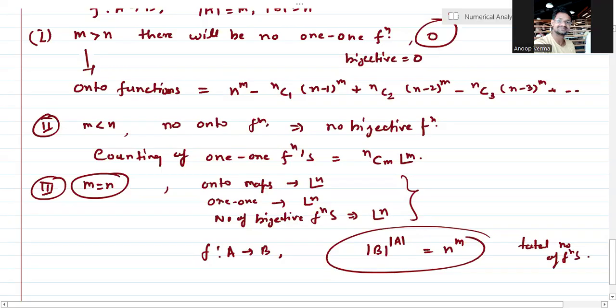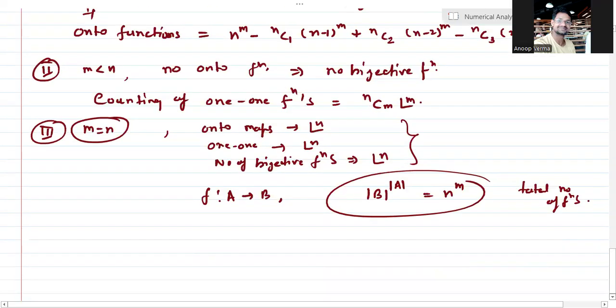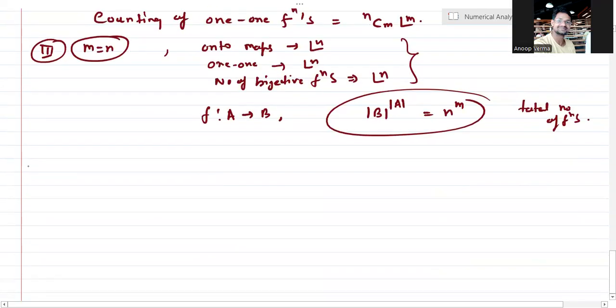So we have a problem on this. They ask in your GATE exam related to the cardinality of a set. So let's talk about that problem. We have a problem. The question is this. Consider the following statements.